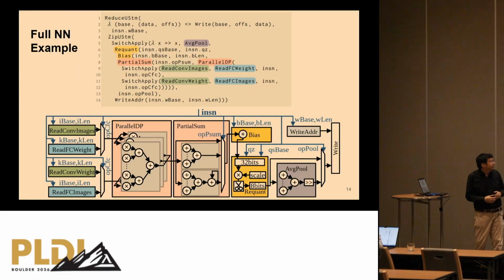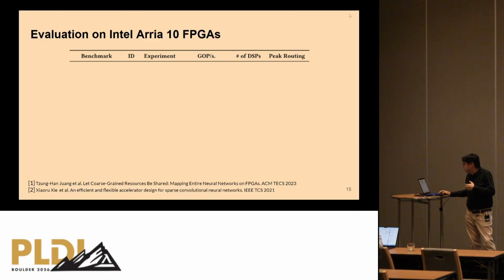And you can see we twist the read address generator for convolution and fully connected layers because their shapes are quite different, so we need to do something more. Okay. And then we evaluate our approach on an Arria 10 FPGA.